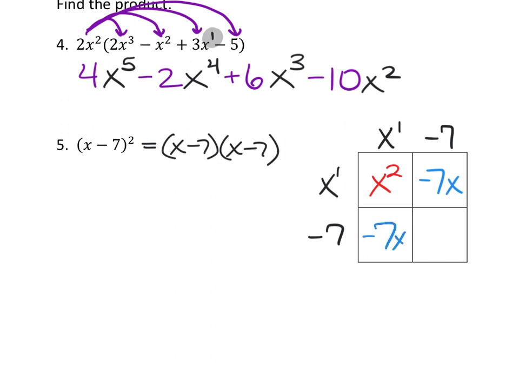And then the last box, what are the two things I would multiply together? Yes sir, negative 7 times negative 7. Positive 49. Remember, we actually multiply those. When they're just regular numbers, you actually multiply them.